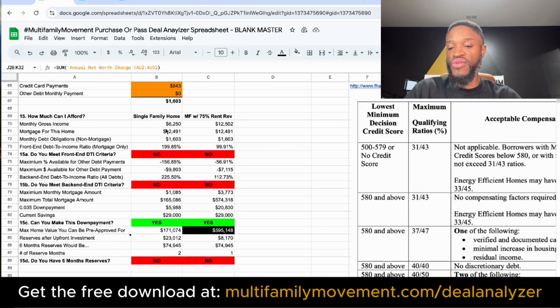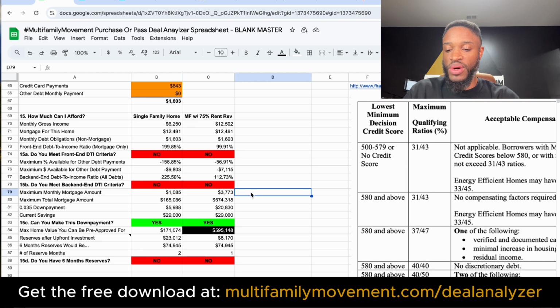If you were to buy a single family with this kind of mortgage, you obviously couldn't afford it. You only make $6,000 a month, right? And the mortgage for this home is $12,000. Then you also have your debts of $1,600. So your front end DTI is way greater than 31, right? It's at 199, and the back end is at 225, and we need it to be at 43. So how much could you afford in terms of a single family home to stay at the 43?